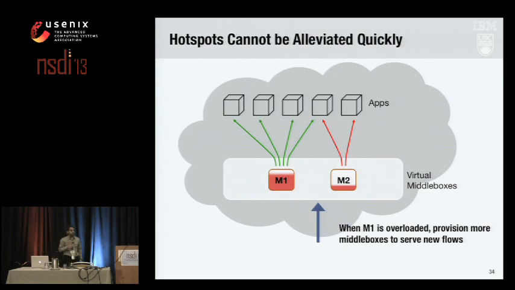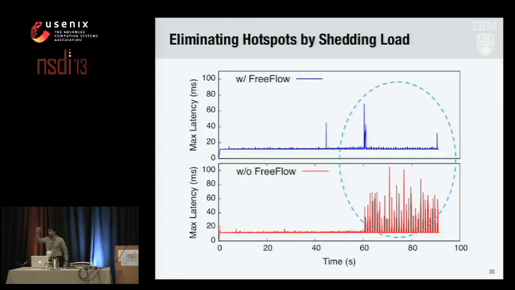Let's revisit the hotspot situation. In the traditional style, we added a new middlebox. The new flows are going to the new middlebox, and the first one is still overloaded. With FreeFlow, what the orchestrator does is shed the load. In other words, it migrates a whole bunch of flows from M1 to M2 such that the load is balanced across both replicas. And the net output is this.